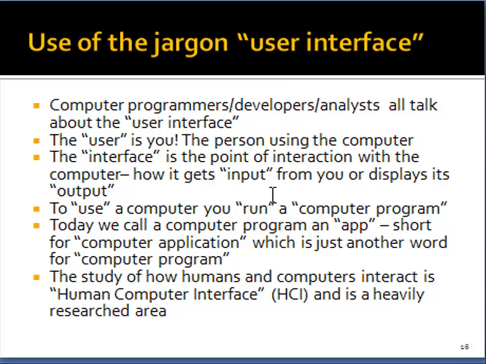The jargon we use to describe this section is the user interface. It's a very commonly used term, the user being you or anybody who's using the computer, and the interface is the point of interaction. It's where the computer and you interact so that the computer can get input from you or display its output. To use a computer, you have to run a computer program. That's how it asks for the input and output. Today we call a computer program an app, short for computer application, which is just another word for computer program.